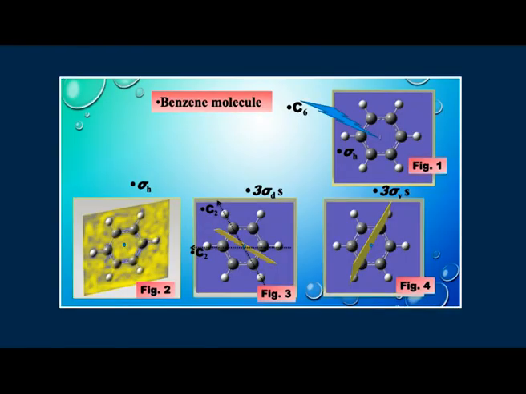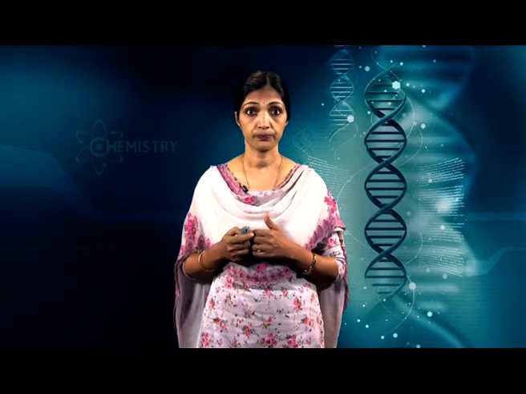I am concluding the discussion of planes of symmetry with one last example, that is benzene. We already know that the principal axis of benzene is C6. From figure 1, it can be understood that the molecular plane of benzene is a sigma h, as it lies perpendicular to the C6, that is the principal axis. I want to make it a little more clear.